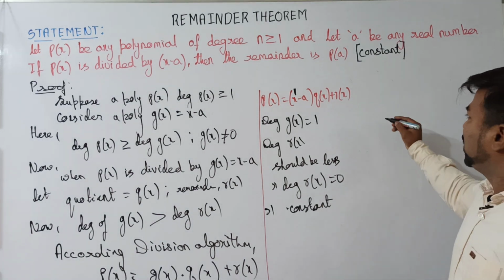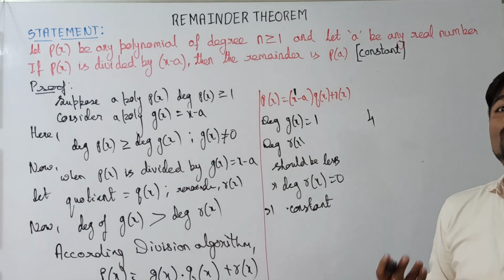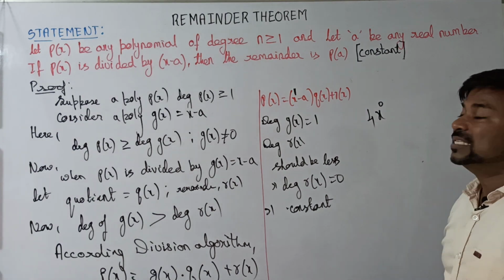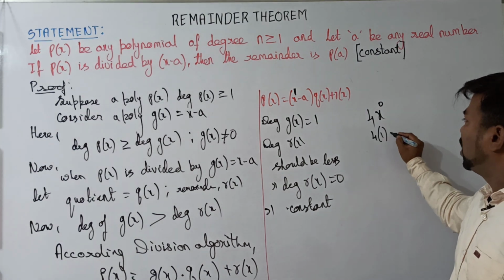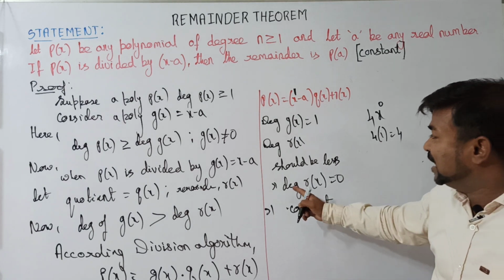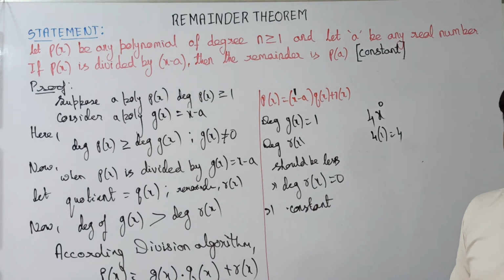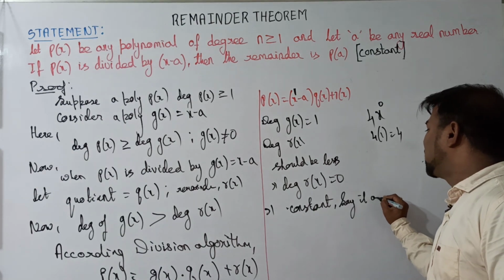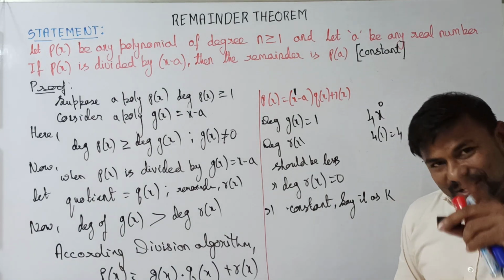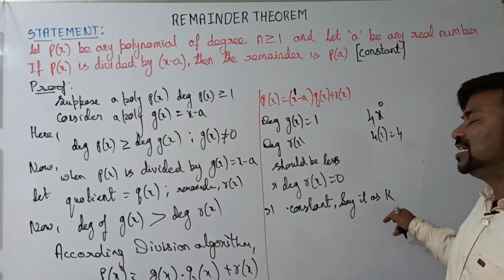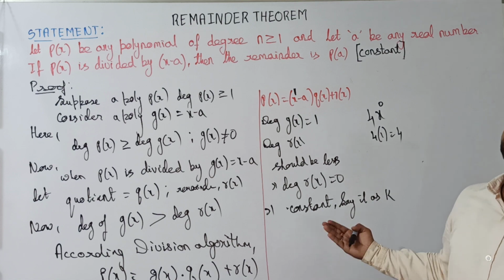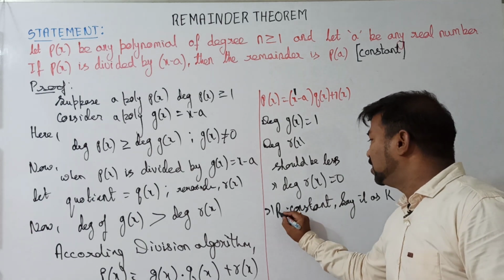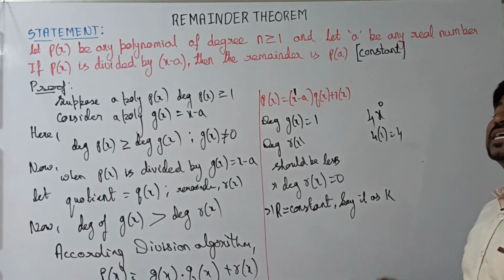Why? Because if you take a number 4, what's the degree of that? Beside it there is no x, so the degree is 0, and therefore 4 into 1 equals 4. So the degree of r of x is 0, which is nothing but a constant. Let's say it is k. The degree of r of x is equal to 0, therefore we take the remainder as a constant and let it be k.